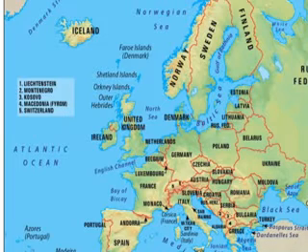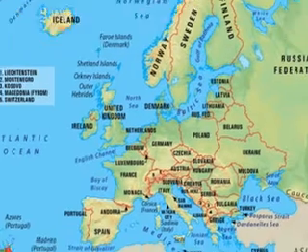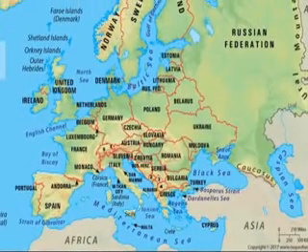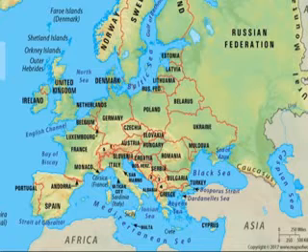The Atlantic Ocean to the west, and the Mediterranean Sea in the south. It separates it from Africa. You can observe here the Mediterranean Sea in the south part of the Europe continent. Europe and Africa are separated by the Mediterranean Sea.